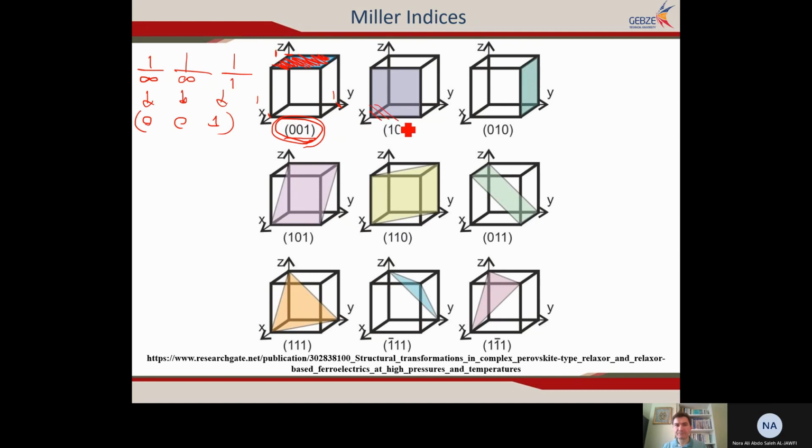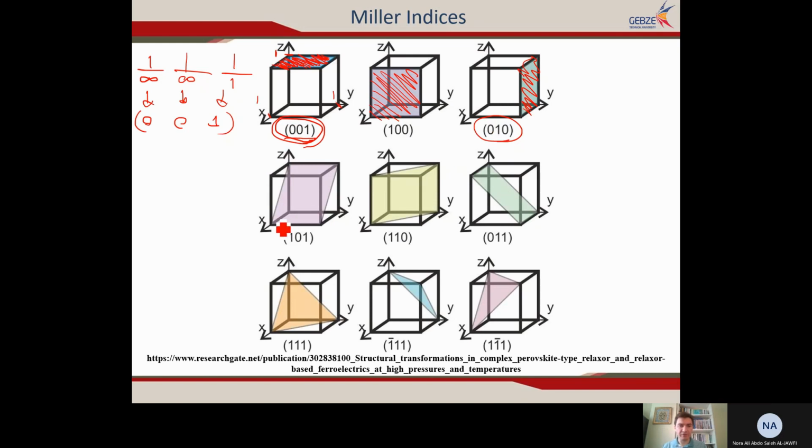Here we have the 100 surface. It only cuts the x-axis. And here we have the 010 surface. So it only cuts the y-axis, and is parallel to the z and parallel to the x-axis.